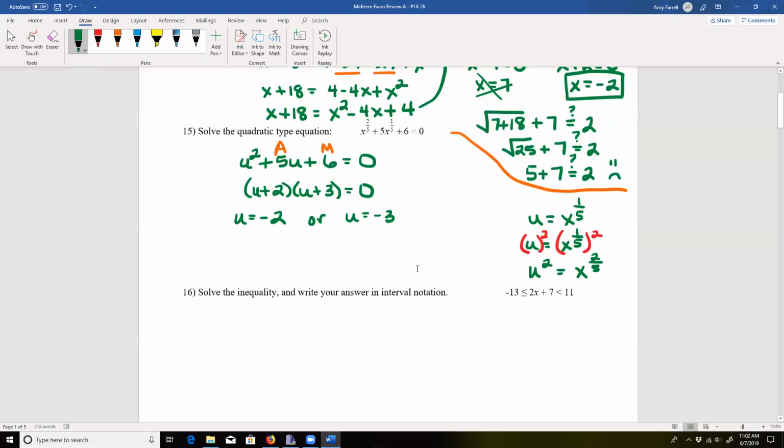Now this is wonderful, u equals -2 or u equals -3, but our original equation had the variable x. So we don't want to know what u equals, we want to know what x equals. So this is where we have to back substitute. I go back over here and look at what I let u be at the very beginning of the problem. I defined u to be x to the 1/5. So I'm going to back substitute and replace u with x to the 1/5.